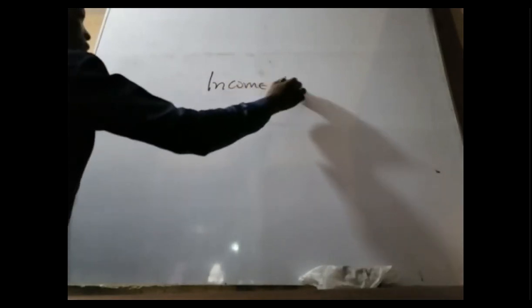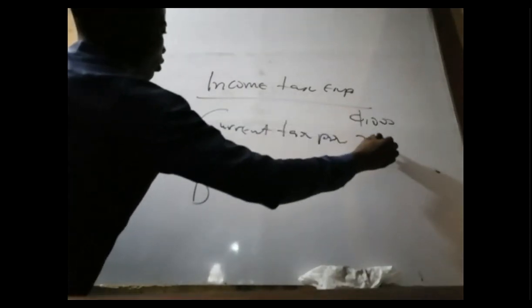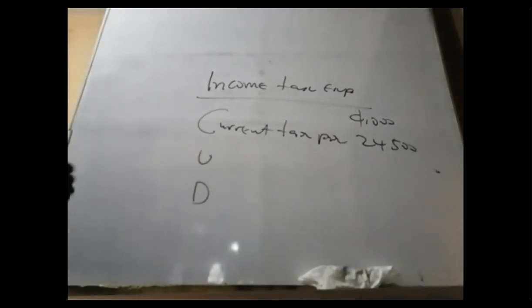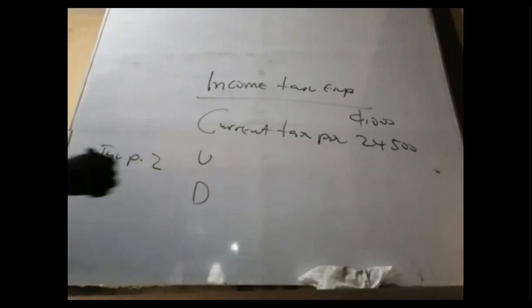So how do you calculate this? Tell the examiner that if we are looking for the income tax expense, we need 3 items: C, U, D. In this question, the current tax provision is 24,500. Agreed? And here, the tax provided.